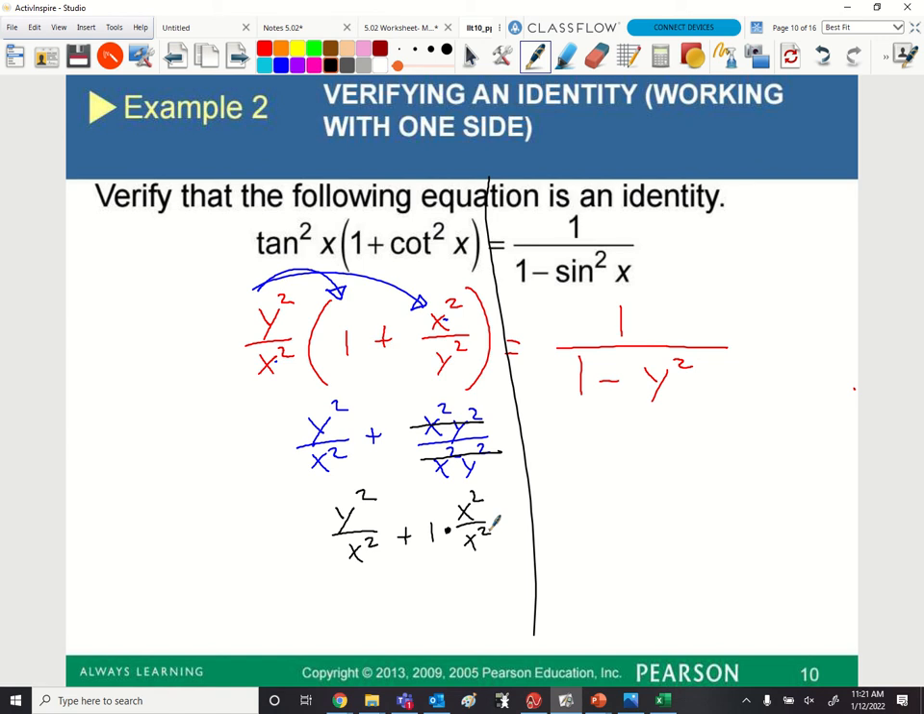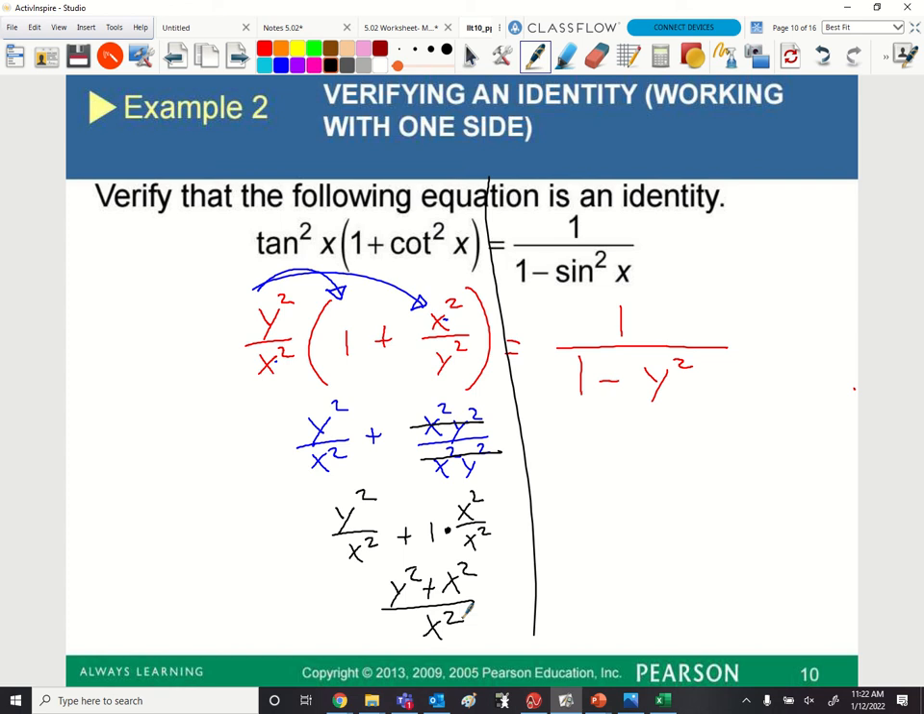I already have an x squared though. Are you talking about over here on the right side? I don't want to do that yet. You'll see why. Now, when I multiply that, I'm going to put it over a common denominator. The common denominator is going to be x squared. So it's going to be y squared plus x squared over x squared.